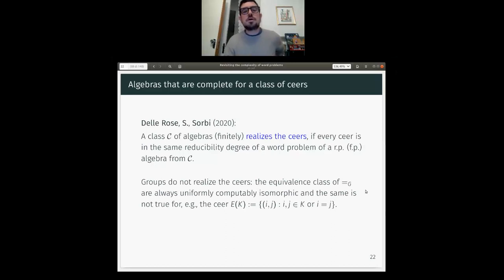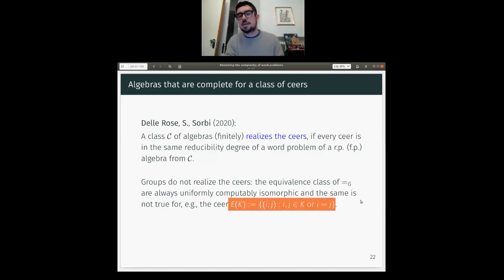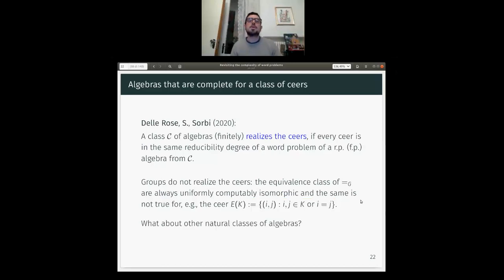Okay, so first of all, now it should be clear that groups cannot realize all the spheres. This is just because the equivalence classes in a group are always uniformly computably isomorphic, and this is not true for all spheres. To have an obvious counterexample, take this sphere over here, where K is the halting set. So this is a sphere in which you have only one class of very high complexity, and all the others are just singletons. Okay, but what about other natural classes of algebras?